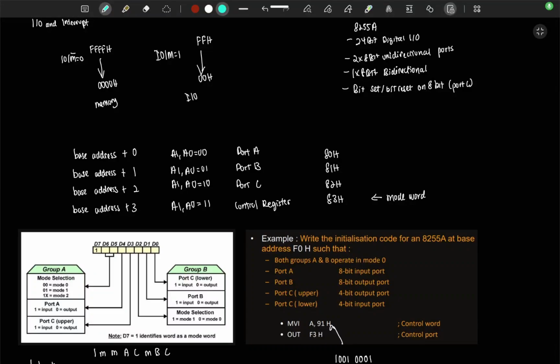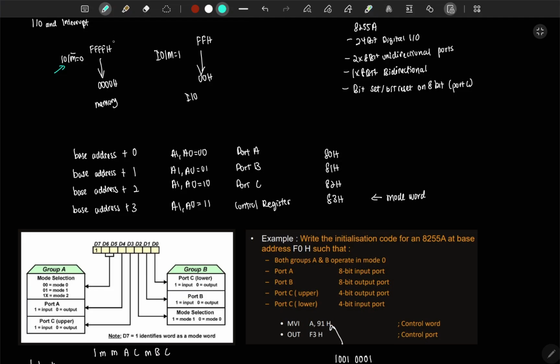To a new lecture. In this lecture we're going to see input, output, and also interrupt. So for input, output, we're just going to see mode 0 input, output. So let's begin. Before that, as usual, input, output, and memory.